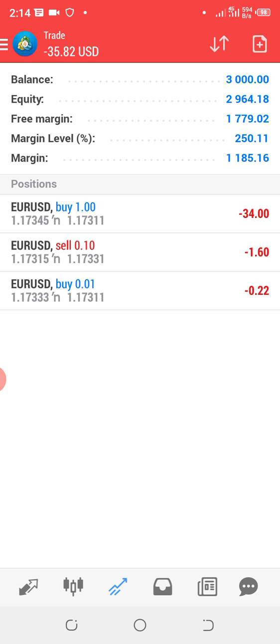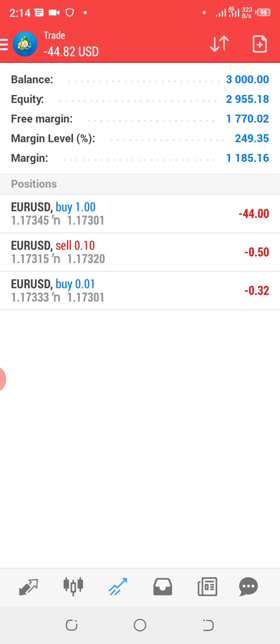So you can see that the exposure of risk is higher in standard lot than in mini lot, and the exposure is higher in mini lot than micro lot. If I'm also making profit, the profit will be higher in a standard lot than the other ones.